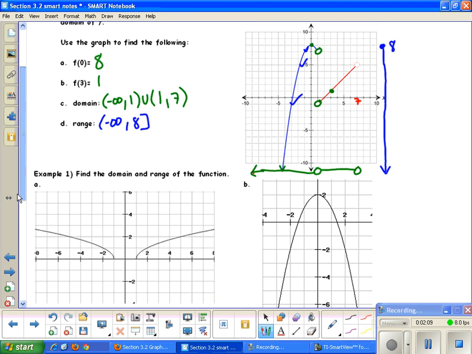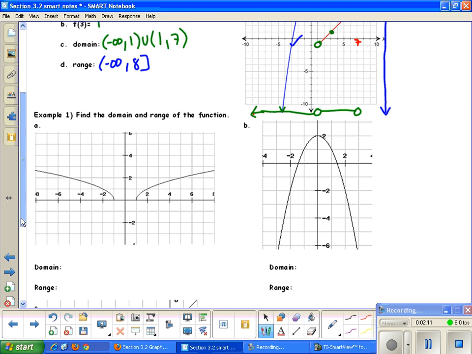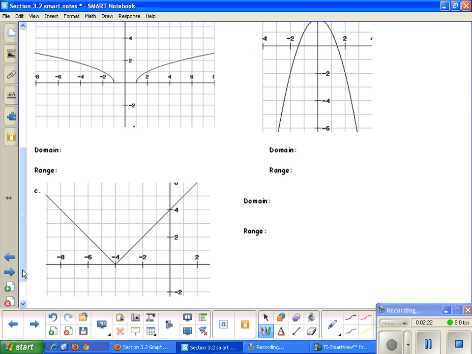Now for these next ones that you have, I want you guys to do example A, B, and C. So you do these. And then, of course, we'll go over those tomorrow.